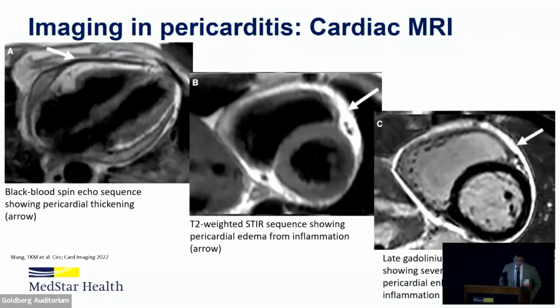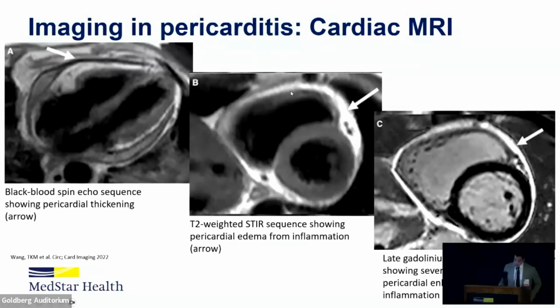And I'm very grateful to our colleagues in advanced imaging that I refer a lot of these patients to, but I think cardiac MRI is crucial in diagnosis, prognosis, and really guiding our therapy. And as you can see here in these black blood images, you're showing some pericardial thickening as is seen by this arrow here.